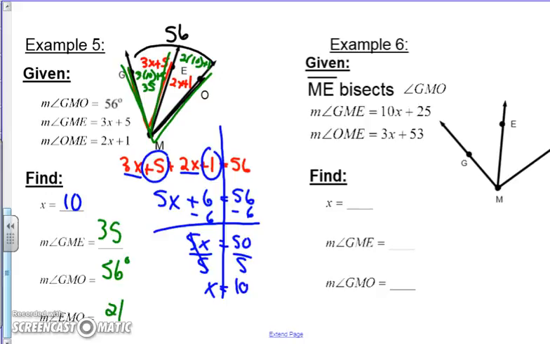Okay, try number 6. Good, it cuts it in half. So ME cuts this angle in half. That means this one is the same as this one. GME is 10x plus 25. And OME is 3x plus 53. So 10x plus 25 will be equal to 3x plus 53. And then you solve it from there.